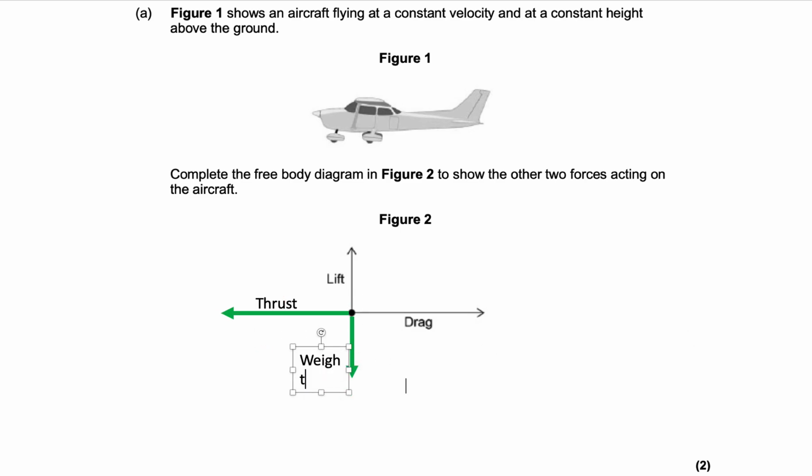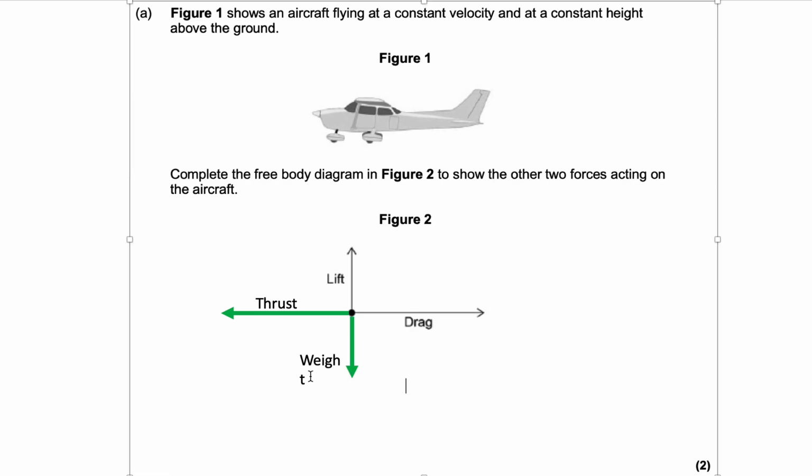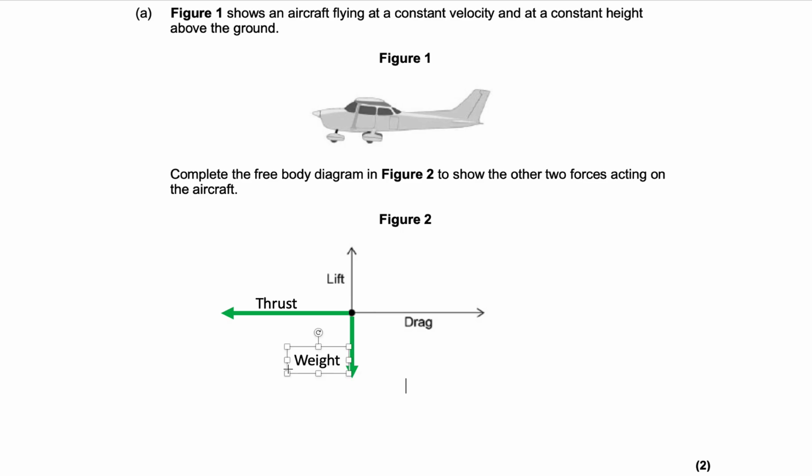So it's really important that you get the length of those arrows to match the ones that they are balancing. And it's really important that you remember to label them and that you show the direction of the arrow. So there's quite a few things you have to do to actually get those marks.